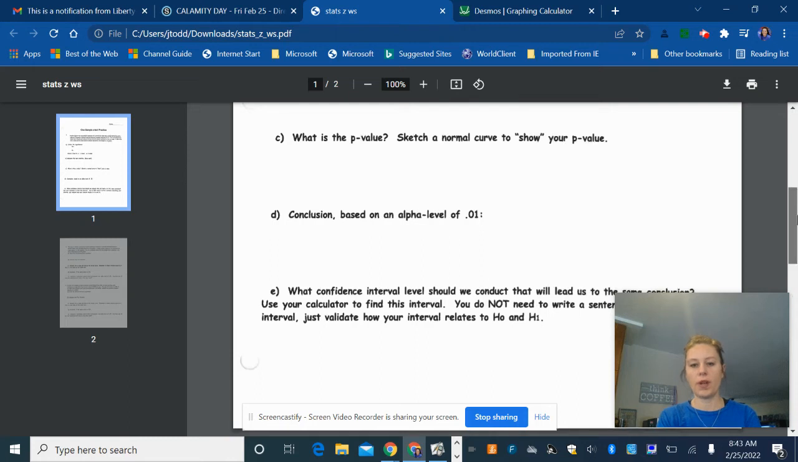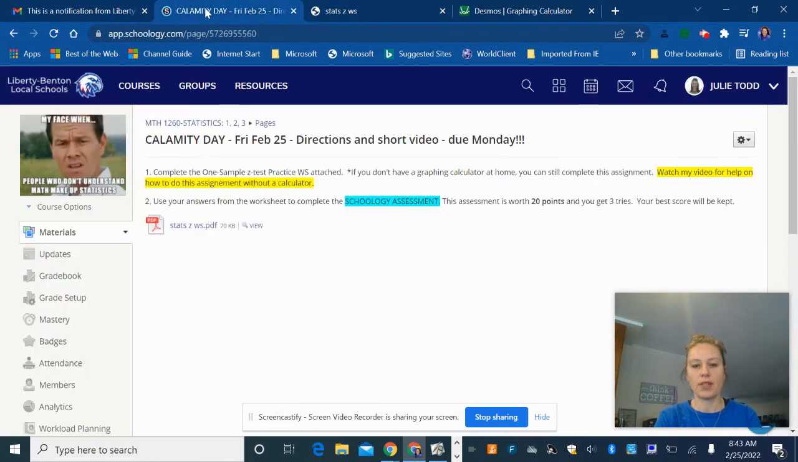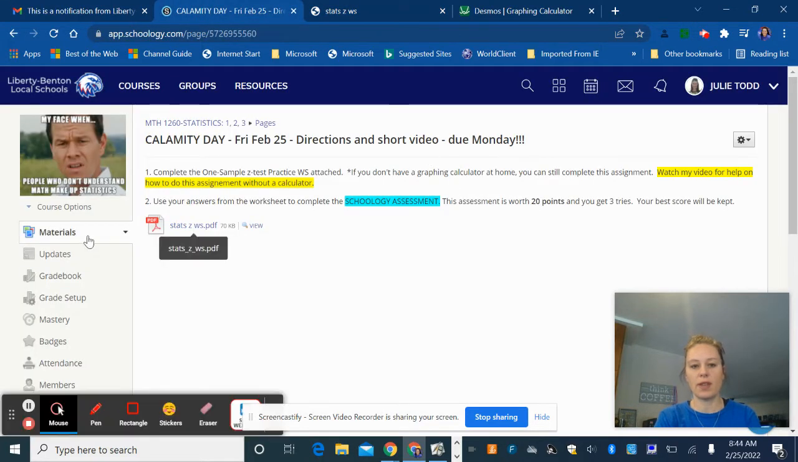All right, you guys, you're going to want to open up this worksheet and you can just write it down on a piece of paper if you want, or print it if you want. And then when you're finished writing down the answers, make sure you label them, because you're going to take a Schoology assessment and that is going to be worth 20 points. You're going to get 3 tries at the assessment.